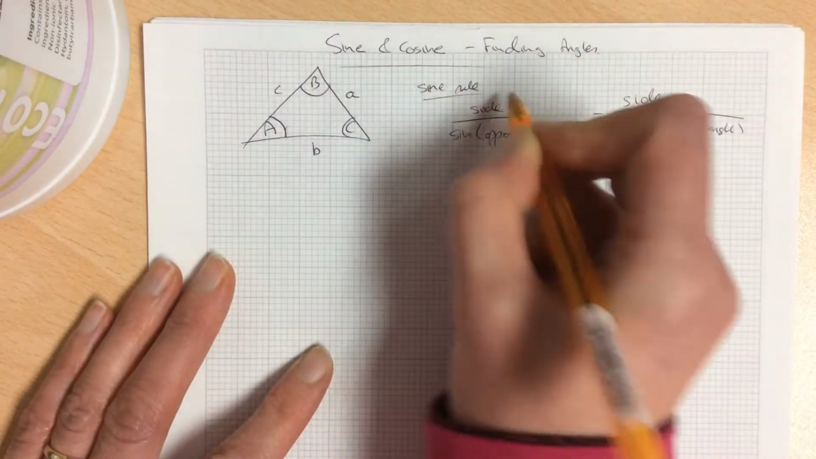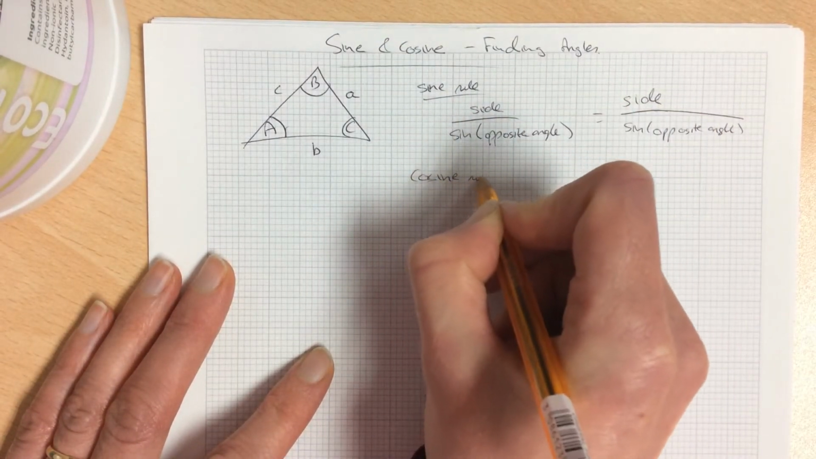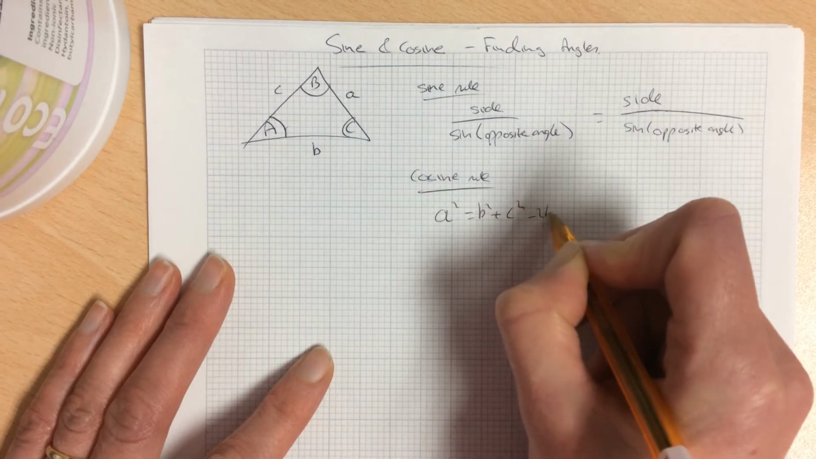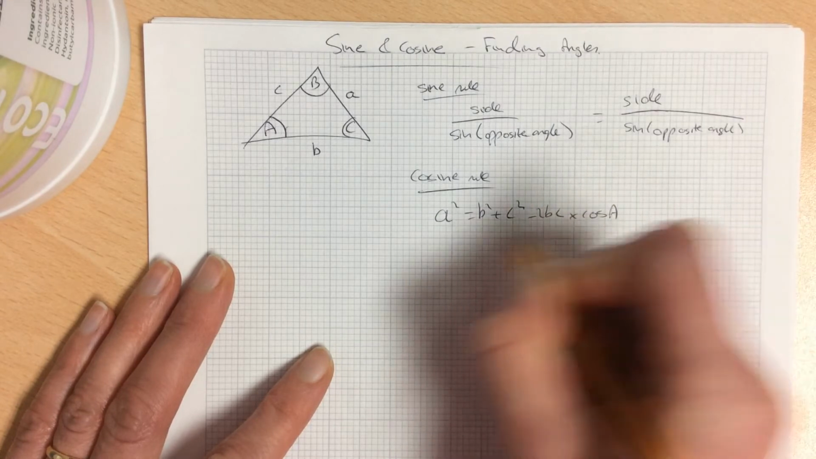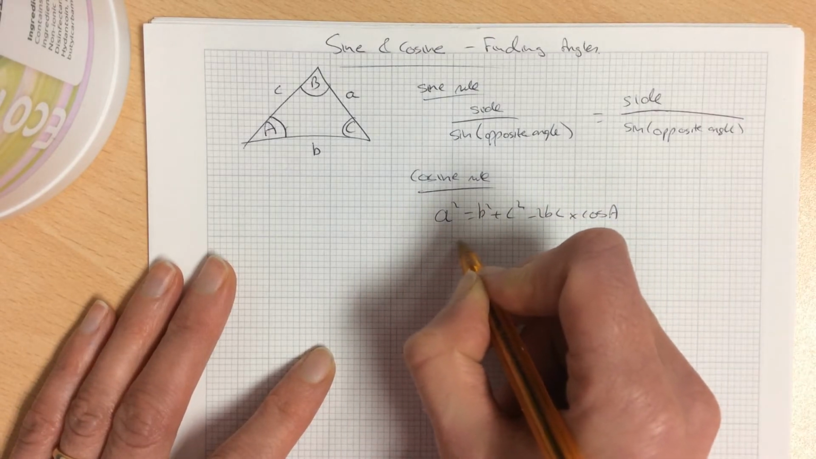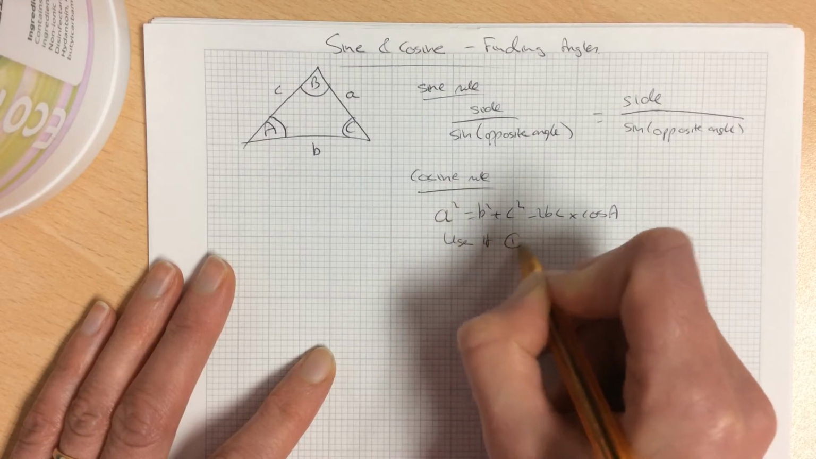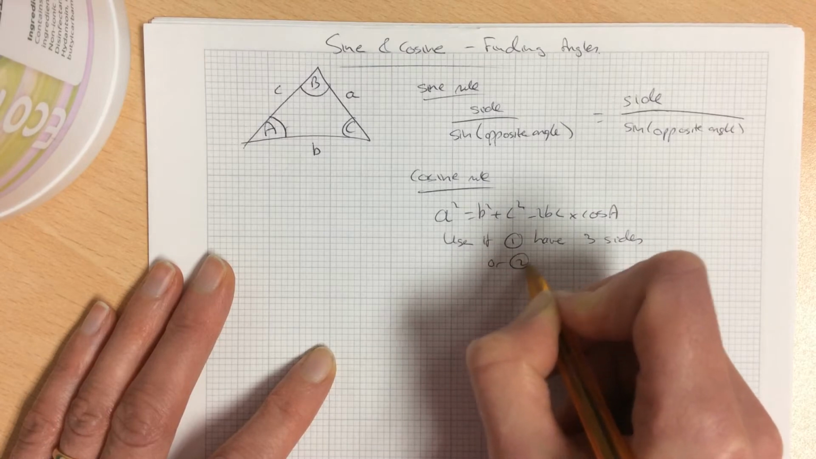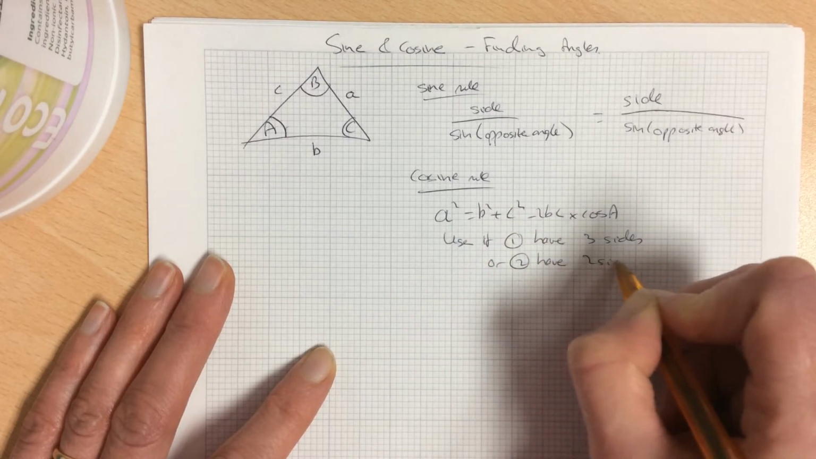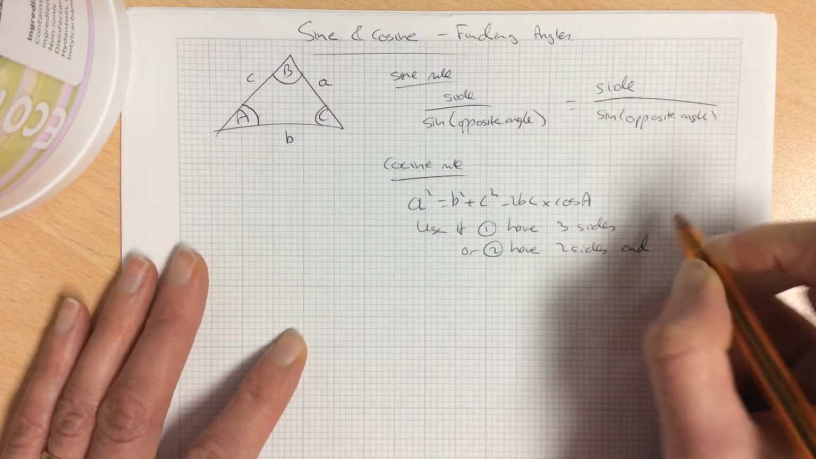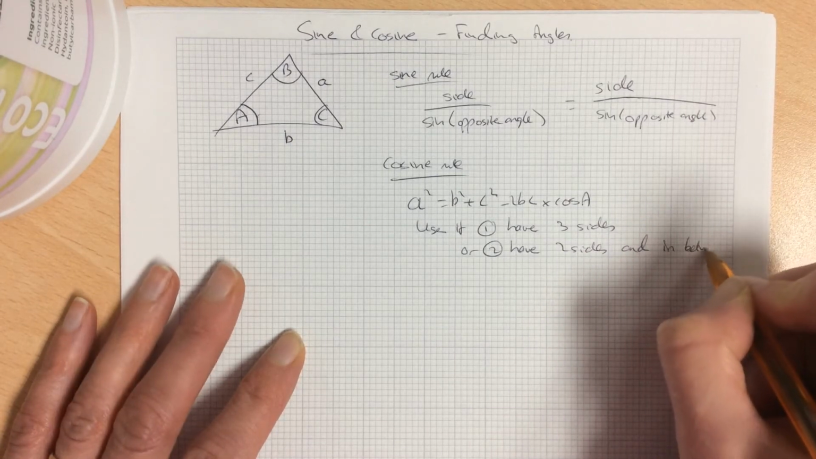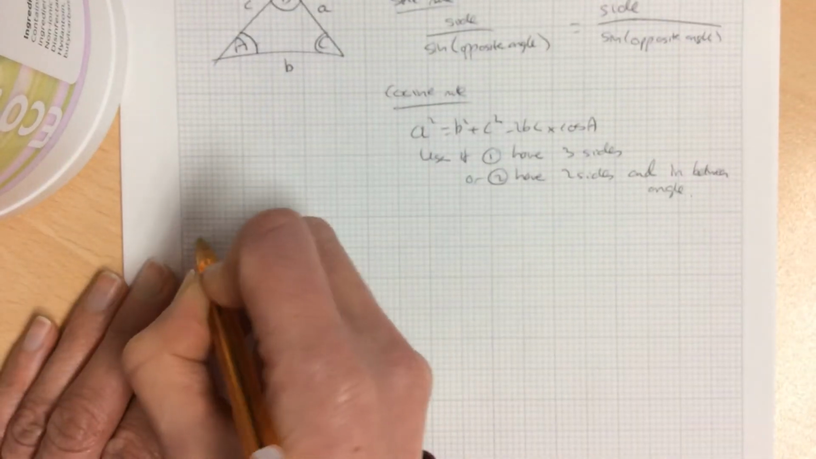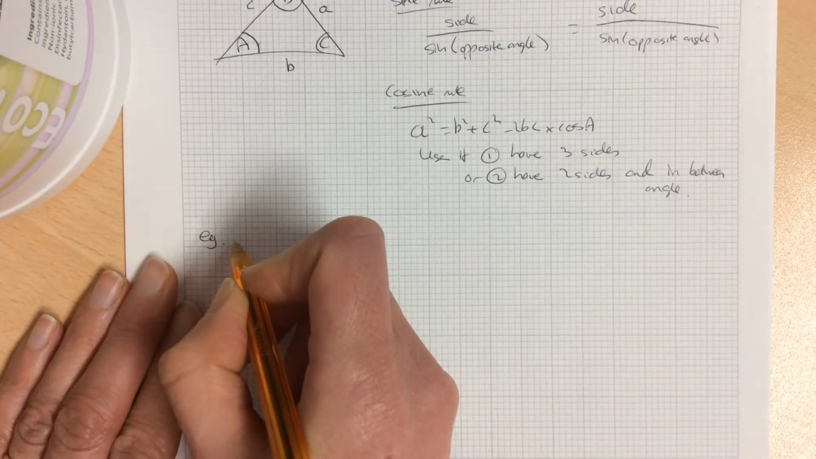Okay. Now, and then we had the cosine rule. And the cosine rule was a squared equals b squared plus c squared minus 2bc times cosine a. And you use the cosine rule if you have three sides or you have two sides and the in-between angle. So that's exactly the same as what we had the other day.